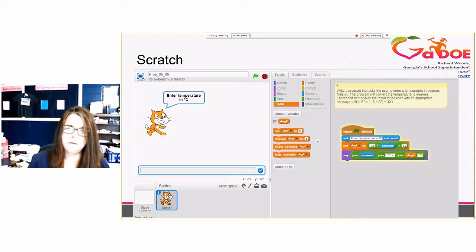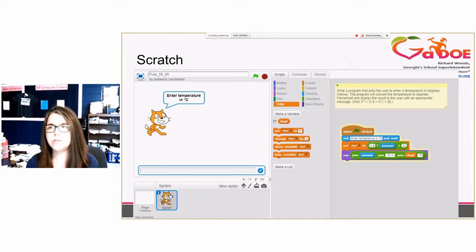Okay, so here is the program in Scratch. The cat asks to enter the temperature in degrees Celsius, and when the green flag is clicked, the input statement runs, and the algorithm is programmed here using multiple mathematical operators and expressions, and then the output statement concatenates the answer here.